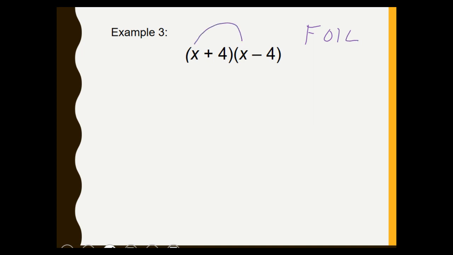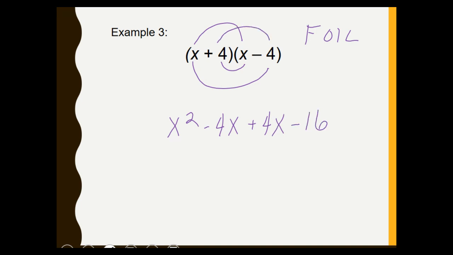to do the first two terms, x squared, the outside terms, negative 4x, the inside terms, positive 4x, and the last terms, negative 16. Add the two like terms in the middle. Negative 4x plus positive 4x is 0. Those cancel out. So that leaves us with x squared minus 16. So what you see when we multiply x plus 4 times x minus 4, that middle term cancels out and we're left with a binomial.